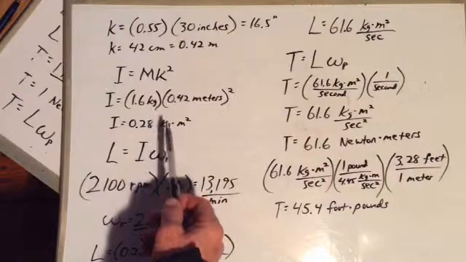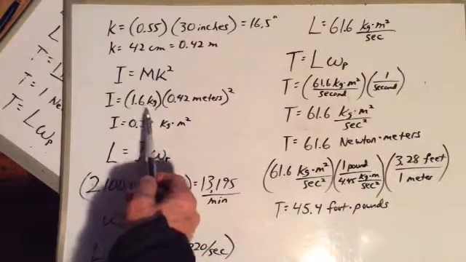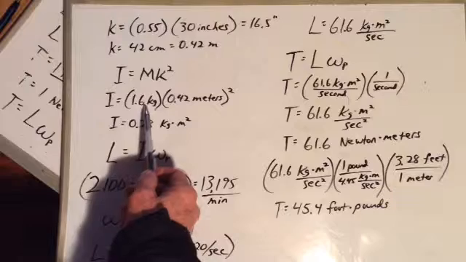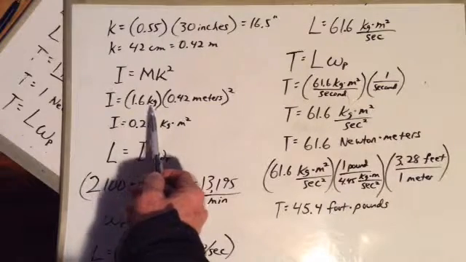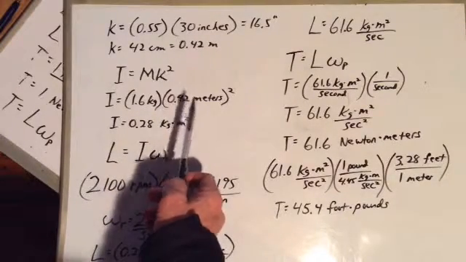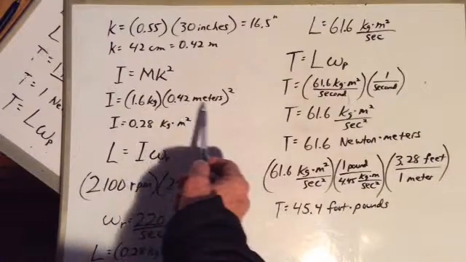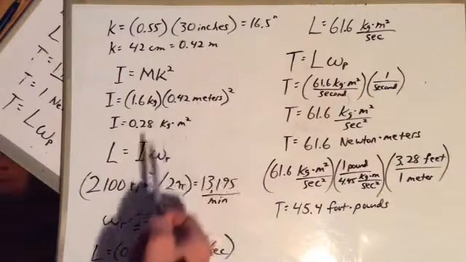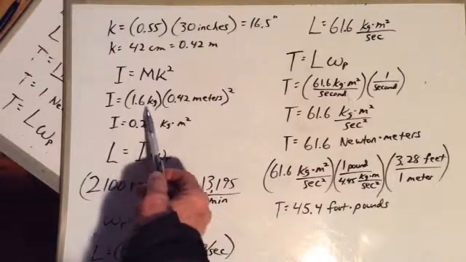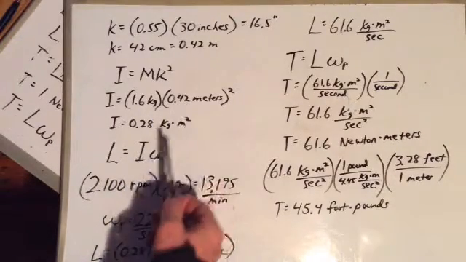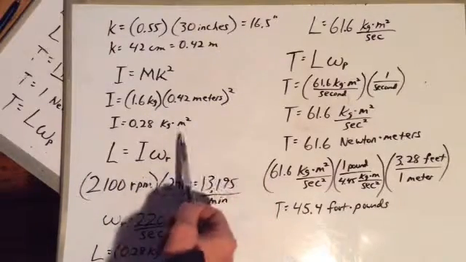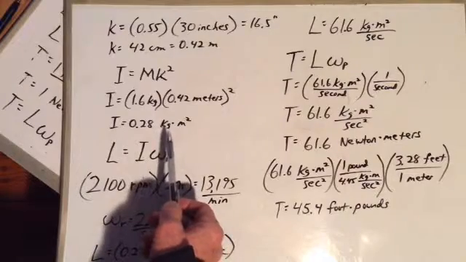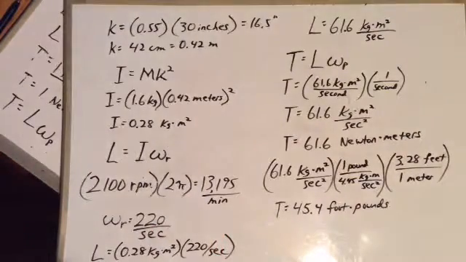So our propeller's moment of inertia: mass is 1.6 kilograms. It's a 3.5 pound propeller at 2.2 pounds per kilogram, which gives you 1.6 kilograms, times our radius of gyration, 0.42 meters squared. So 1.6 times 0.42 times 0.42 gives us 0.28 kilogram meters squared. That's the moment of inertia of our wooden propeller on the Steel Stork.